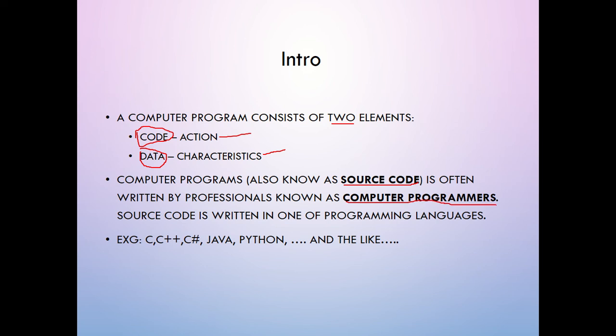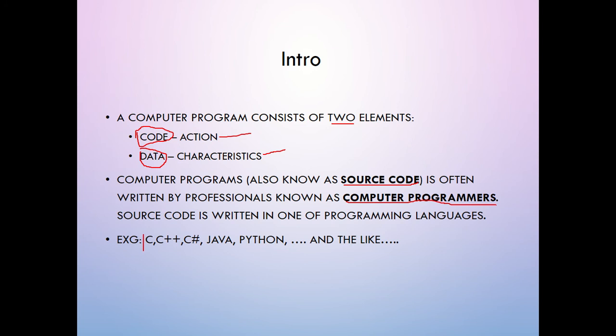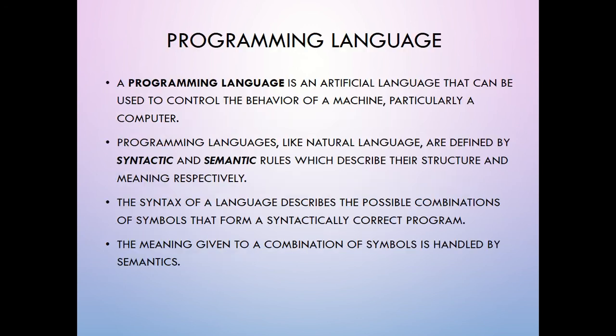Source code is written in one of the following languages. Programming languages may be C, C++, C#, Java, Python, and the like. Or in other terms, programming languages may be high-level languages, or machine language and low-level language, assembly language. These are the main types of language. But this is a programming language, not a computer language. A programming language is an artificial language that can be used to control the behavior of a machine, particularly a computer. This is what a programming language is.